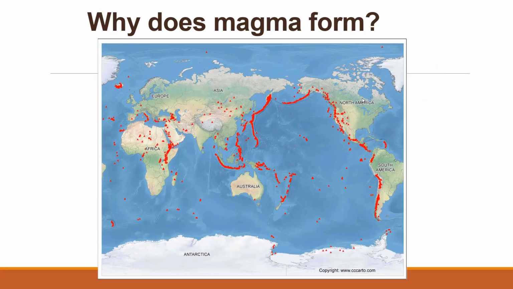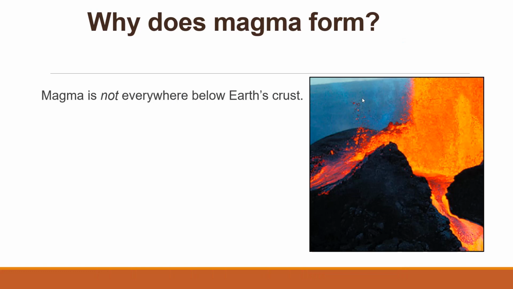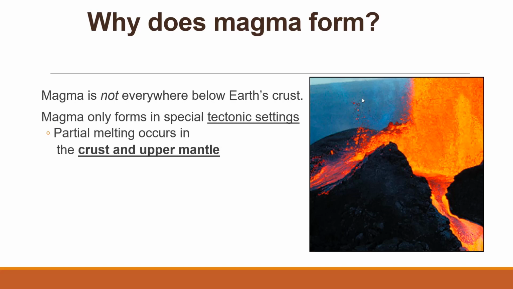So where does magma form? It doesn't form everywhere. We do not have molten material underneath all of the crust. We only have it in certain areas, which is why we have volcanoes in certain areas. If you remember from last week, volcanoes tend to happen on plate boundaries. So magma is not everywhere below the crust. Magma only forms in those special tectonic settings, typically plate boundaries. So we get partial melting in the crust and upper mantle. This melting is caused by different things. Remember, the mantle is solid, so we're going to partially melt it. So we can have a pressure release.